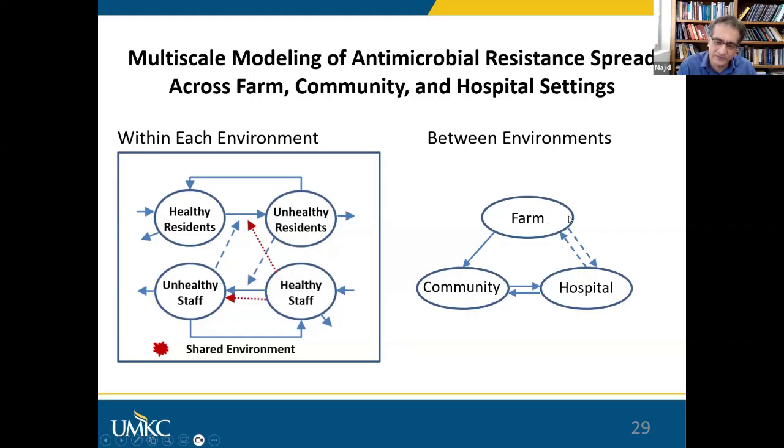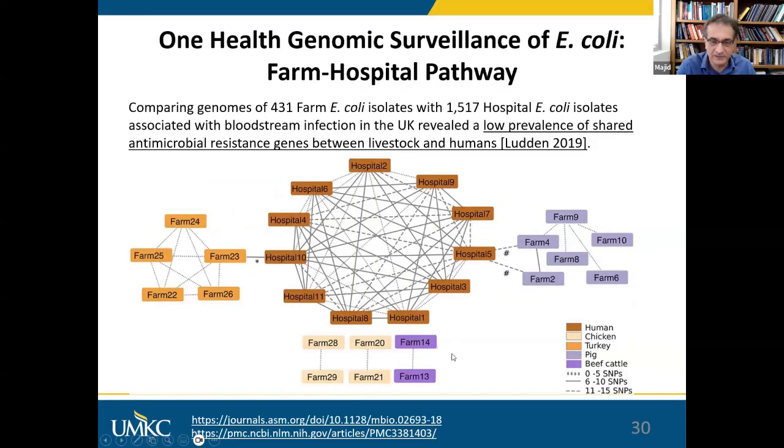And we do have these dashed arrows here. So what are these? Is there any connection between farm and hospital? Can cases of infection in a farm have anything to do with the hospital? This has been a question that the scientific community has tried to answer. This is one of the studies, published in 2019, which is basically genomic surveillance of E. coli and the farm-hospital pathway, showing that yes, there is a pathway, and it is probably not the number one pathway, but there is a connection between farm and hospital.